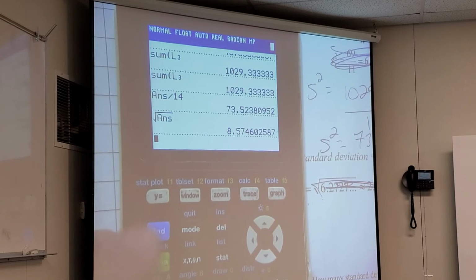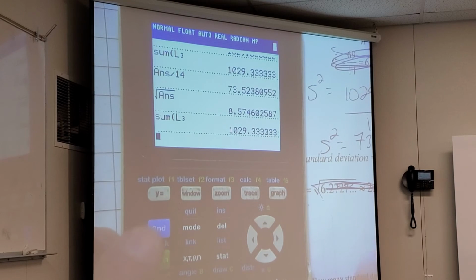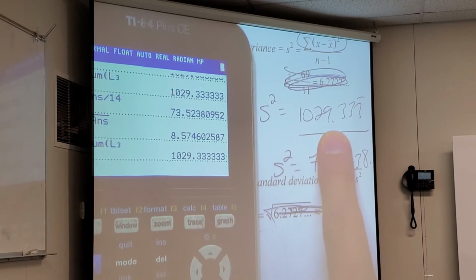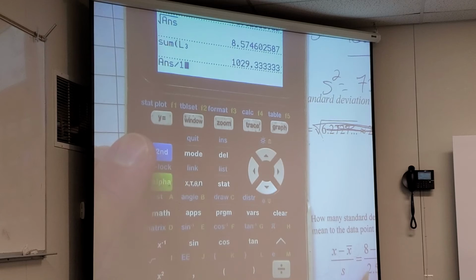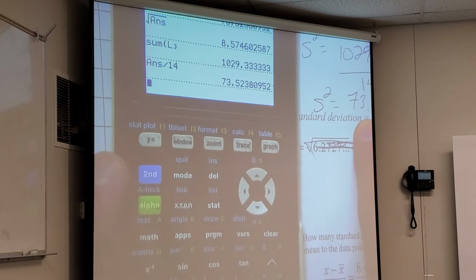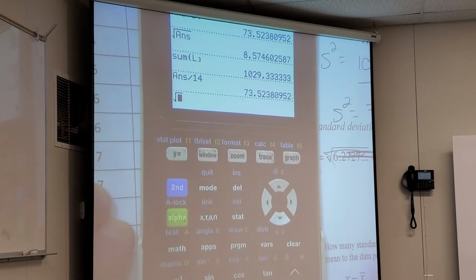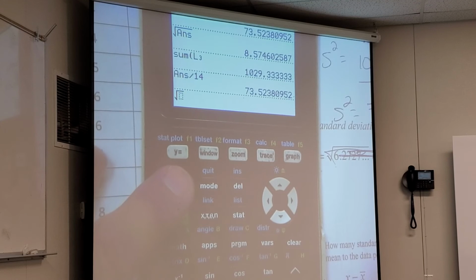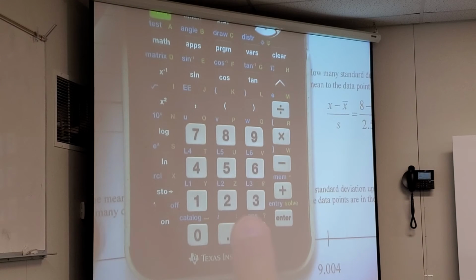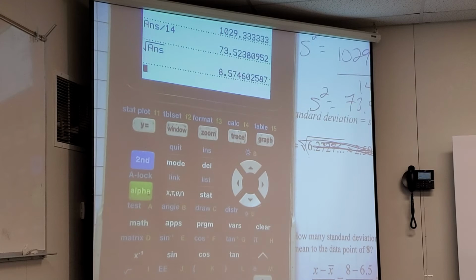Oh, all right. I got to come way back up here to start over. So there's where I summed it up. So that's the sum of these, right? Then I hit divided by 14. That's the variance. And then do the square root of second negative, the answer that always holds the last number on the screen. That kicks so much ass. So I don't have to repeat all these stupid decimals.